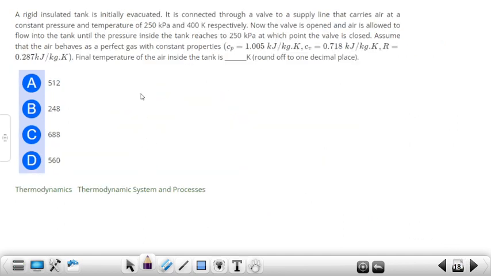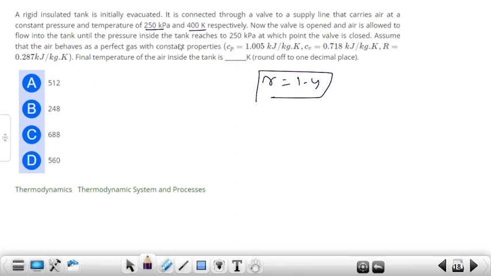Next question. A rigid insulated tank is initially evacuated. It is connected through a valve to a supply line that carries air at constant pressure and temperature, 250 kilopascal and 400 Kelvin. Now the valve is opened and air flows into the tank until the pressure inside reaches 250 kilopascal, at which point the valve is closed. Assume that air behaves as a perfect gas, and find the final temperature of the air inside the tank. So Cp is 1.005, and Cv is 0.718, so gamma value is equal to 1.4 directly.